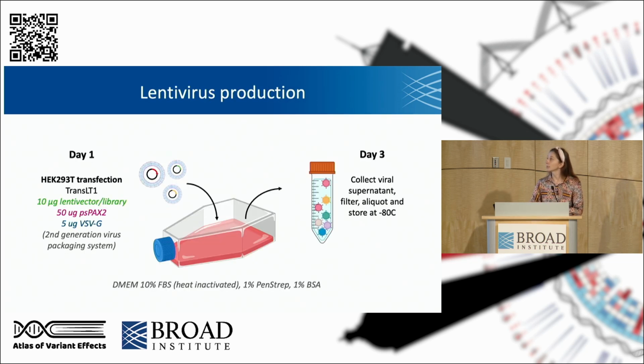After the plasmid library pool is ready, we produce the lentiviruses. For this, we use HEK293 cells, and we package our lentiviruses using a second generation virus packaging system. The total duration of the virus production takes 3 days, and after the harvest, the virus is filtered and can be stored at -80 degrees for extended periods of time before it is used.